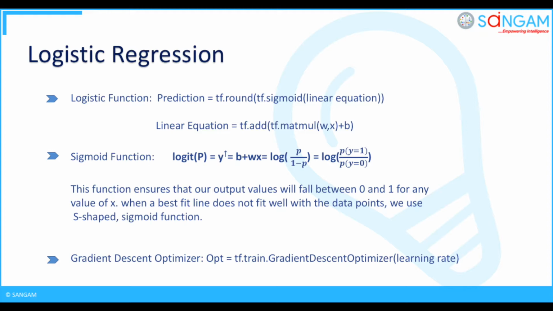So, the logistic regression model in TensorFlow is written as prediction equals tf.round, tf.sigmoid, linear equation. As you can see on the screen, the logistic function is applied on the linear model, and this happens when the linear model does not fit well with the data points provided. Then, we use the S-shaped function called the sigmoid function.